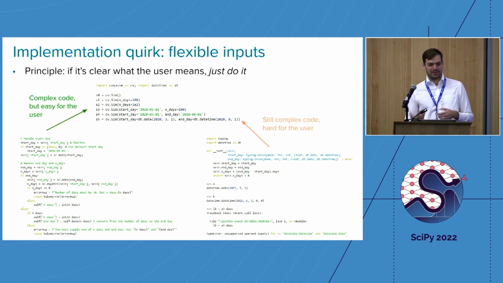For example, we don't do type checking because there are just so many different possible types. Because Covasim is a top-level library rather than something lower down, it's less essential that you have this ultra-rigorous behavior. It's more important that a user can just put in a date and it does what they expect.